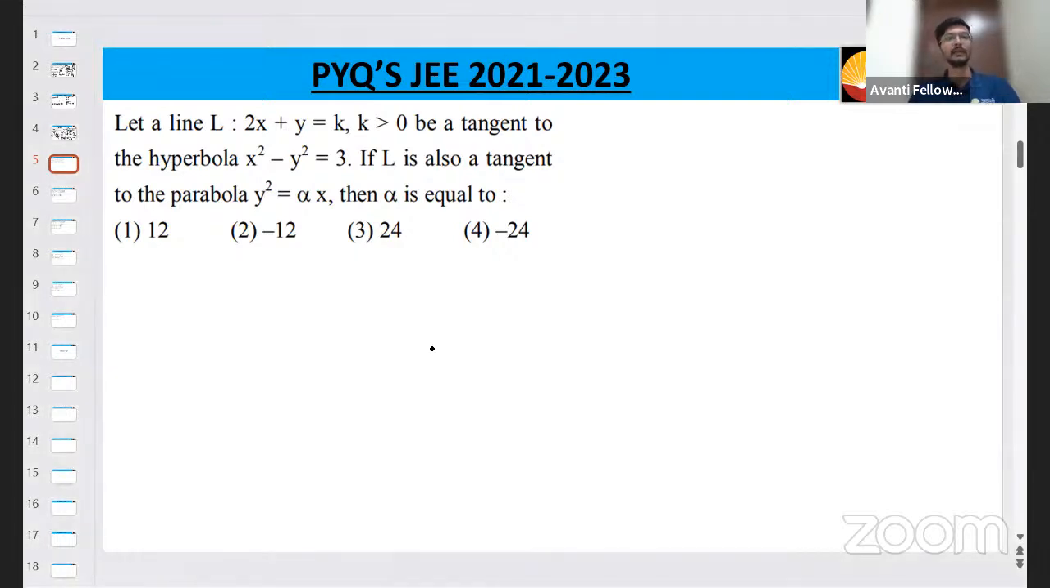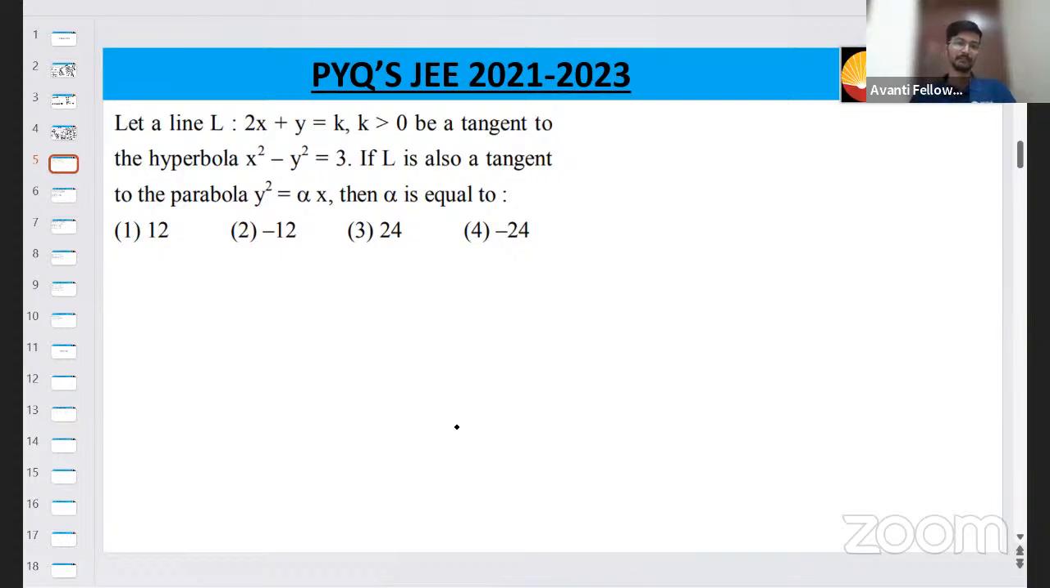Okay, what does the question say? Let a line L be a tangent to the hyperbola. If L is also a tangent to the parabola. See, again, the same line is playing two roles. It is tangent to the parabola and tangent to the hyperbola. Similarly, what we did in the first question, it was tangent to the parabola but chord to the hyperbola. So we used the equation of tangent and the equation of chord and compared them. We'll do the same thing here. We'll write the equation of tangent for the hyperbola and the equation of tangent for the parabola for the same line, and we'll compare them.